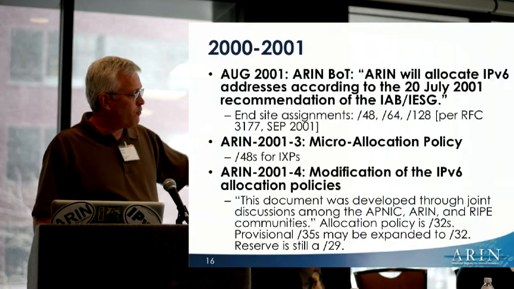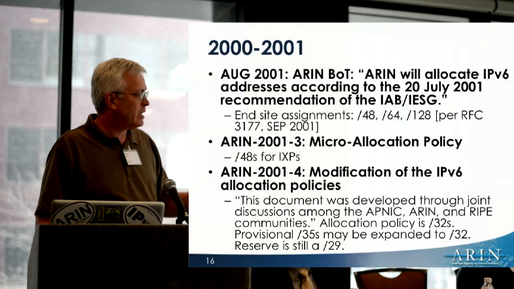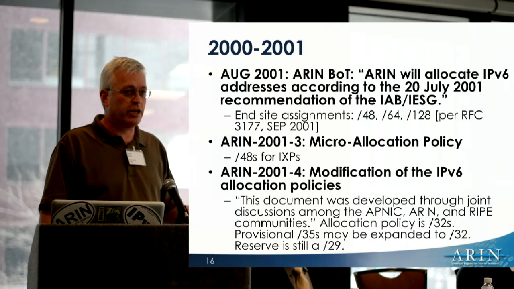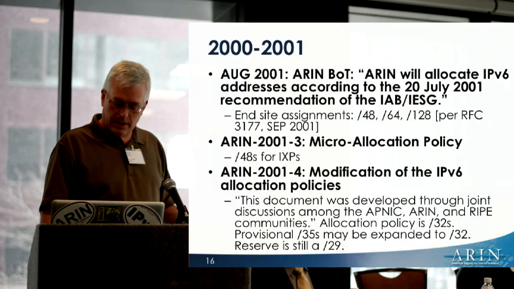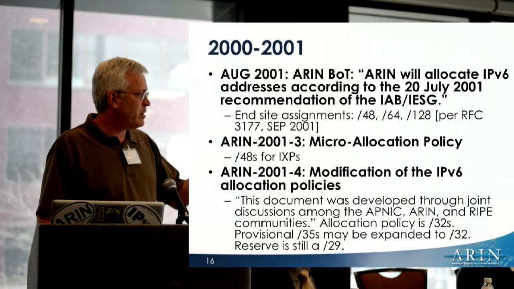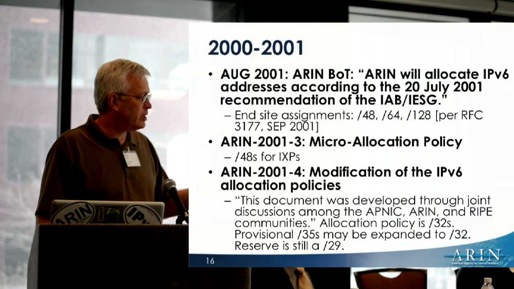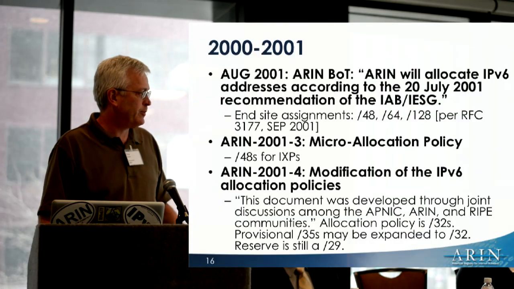Then the first formally numbered proposal about V6, 2001-3, is a policy that was implemented that allowed internet exchange points to get /48s. They just apparently didn't need /32s. And then 2001-4, there was a policy that said /35s weren't big enough for ISPs, and it changed the default allocation size from a /35 to a /32.